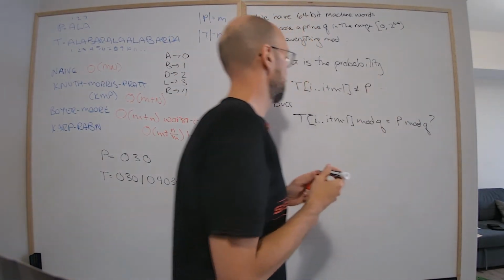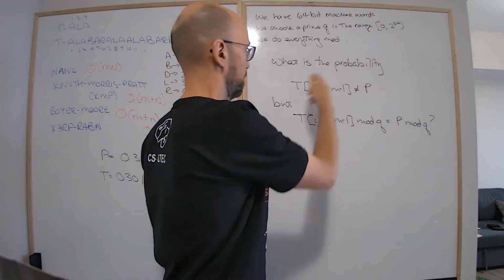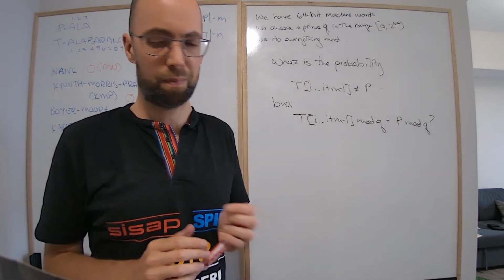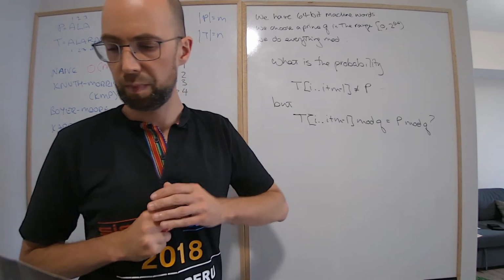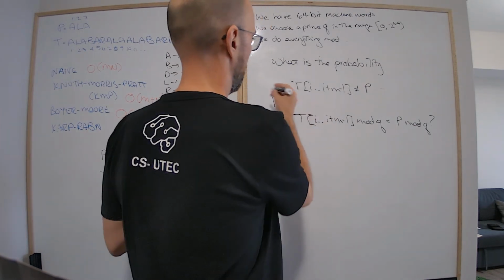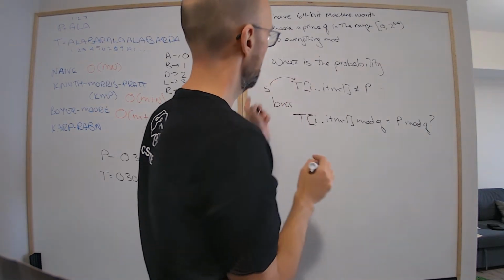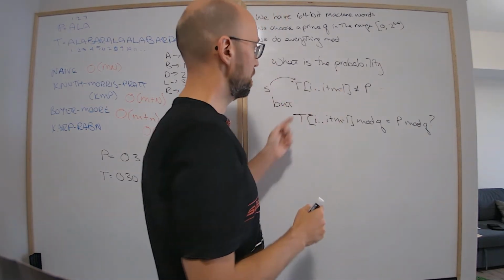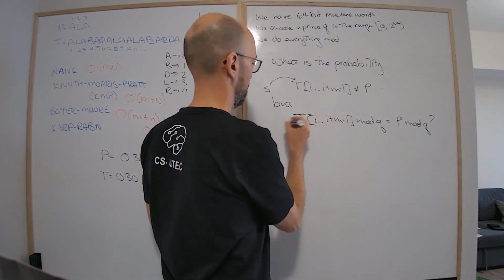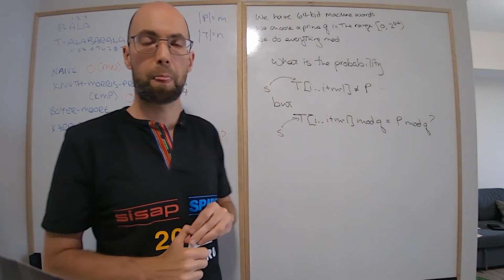So p can be a number, but I don't want to be writing this. So let's give this a name. What can we call it? Let's call it S. What is the probability that this substring, S, which is equal to this substring of t, is not equal to p, but S mod q is equal to p mod q?